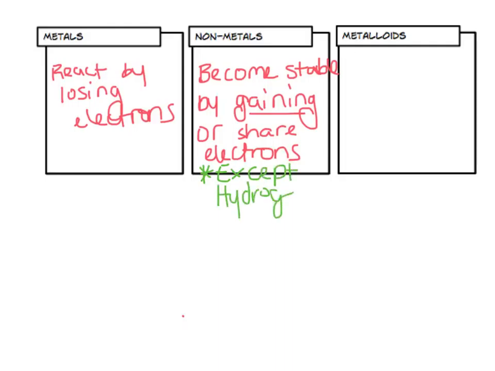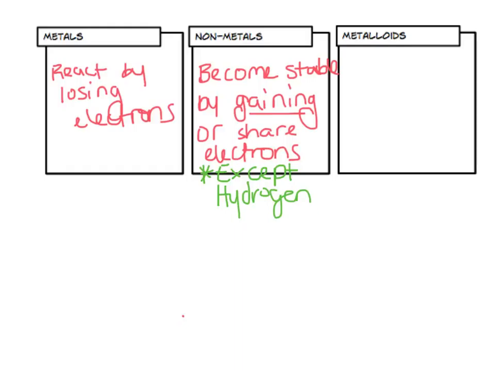So looking at your coloring the periodic table activity that we did, you guys know that hydrogen is a nonmetal. However, it's going to act more like a metal in this case. All the other metals and nonmetals you know about are going to follow the rule listed above.